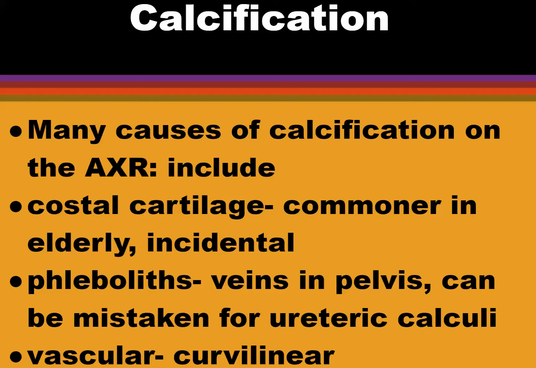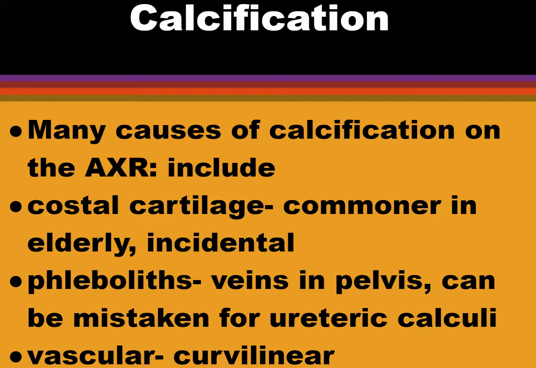Calcification is important to look for on abdominal X-ray. Many causes include costal cartilage calcification, which you see in older patients. It's incidental, don't think it's pathology. Phleboliths, very common, even in young patients. There's just calcification of the veins, particularly in the pelvis. They can be mistaken for ureteric calculi. And vascular calcification, again very common the older you get.